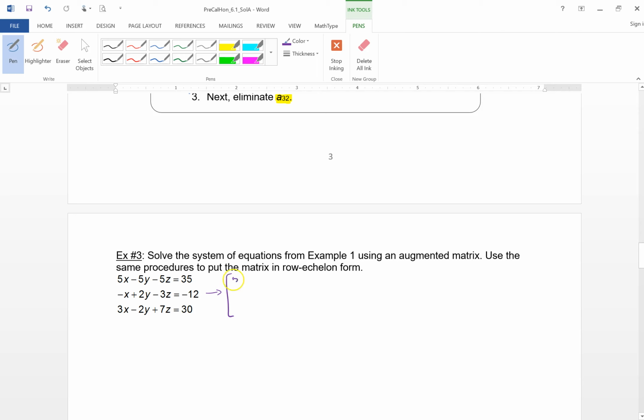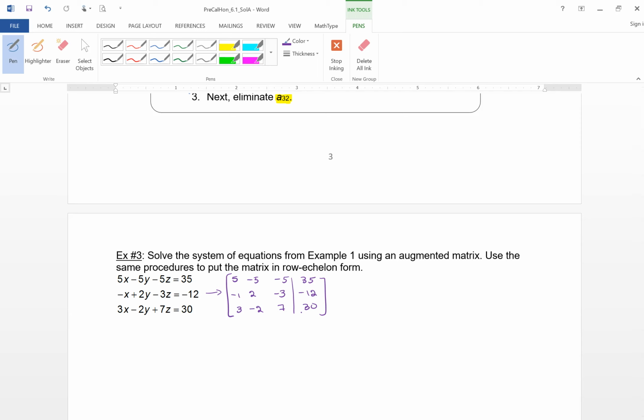So here we have 5, -5, -5, 35, -1, 2, -3, -12, 3, -2, 7, 30. And here we have a vertical line. You can make it dashed or solid, I don't mind. This is called the augmented matrix. So you have the coefficients here on the left side, and this column is the constants. Okay, same thing as above.